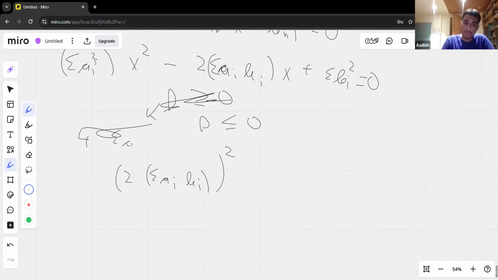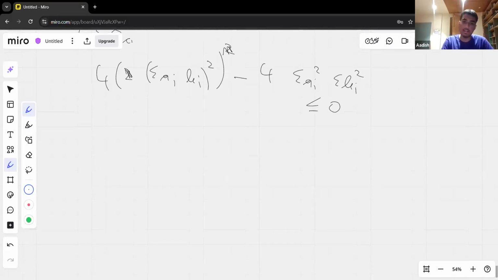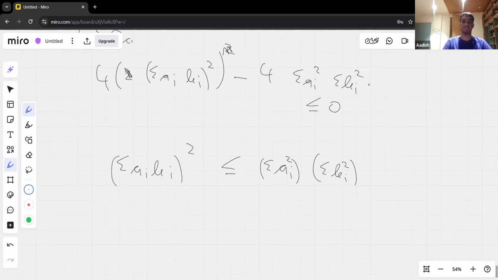So this is b squared: 4 times (summation ai bi) squared minus 4 times summation ai squared times summation bi squared is less than or equal to 0. And you can divide by 4 and take it to the other side, and you get (summation ai bi) squared less than or equal to summation ai squared times summation bi squared, which is Cauchy-Schwarz.